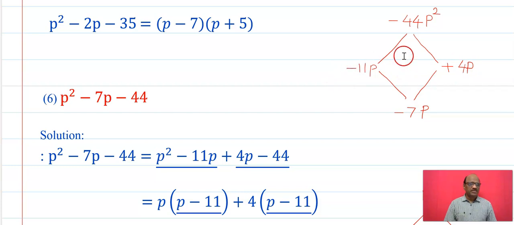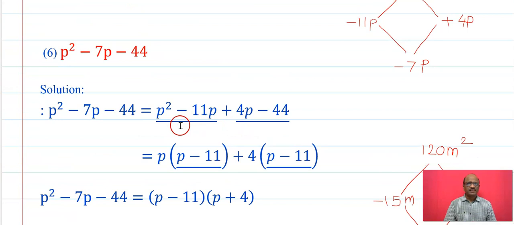That is minus 11p and plus 4p, and therefore their product is minus 44p square, and their sum is minus 7p. Therefore we will write here p square minus 7p minus 44 equals p square minus 11p plus 4p minus 44. If you take the common from these two terms, p will be common. Then what is in bracket? p minus 11. From the second two terms, only the number is common, not p. 44 has no p. We'll take 4, and 44 means 11 into 4.